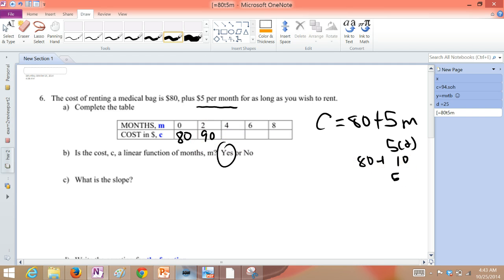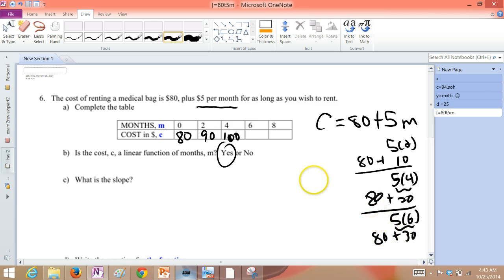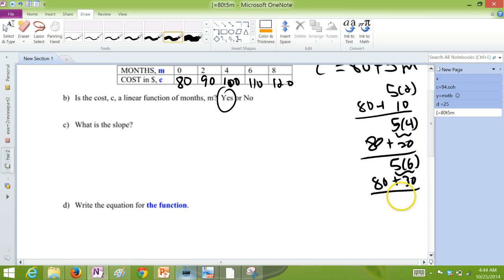When you go for 4 months, it's an additional $20 on top of the 80, so you have to pay $100. When you go for 6 months, you'll be adding on $30 to the 80, 110, and basically this is going up by tens every time this goes up by 2. So we can guess here and say 120. We can verify it though by plugging in 8. 5 times 8 is 40. Add that to the 80, and that's how we get to 120 also.